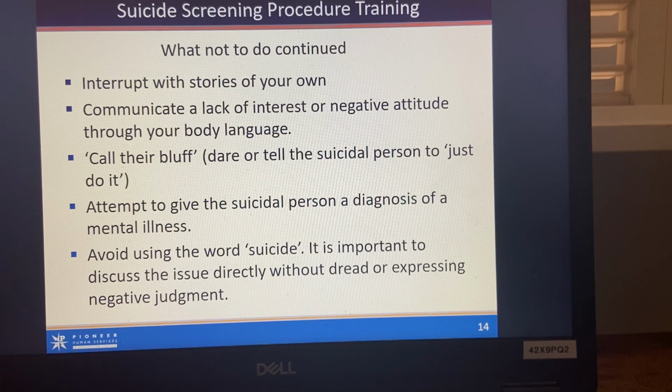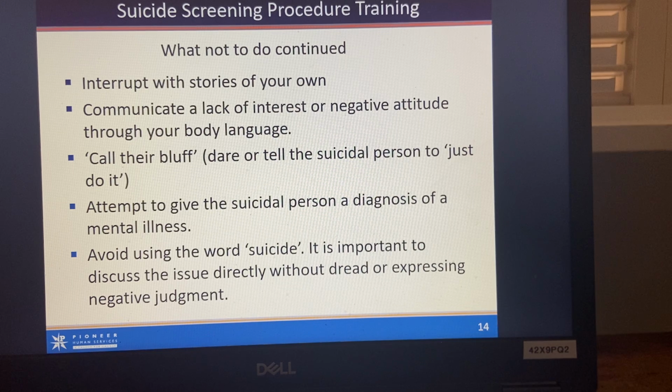We want to also not communicate any negative attitudes through our body language. So paying attention to how you are standing, how you are sitting, where are your arms, what are you doing with your hands, what are you doing with your face. Pay attention in this moment. We also do not want to call their bluff or dare an individual to just do it. We also want at this time to refrain from diagnosing.